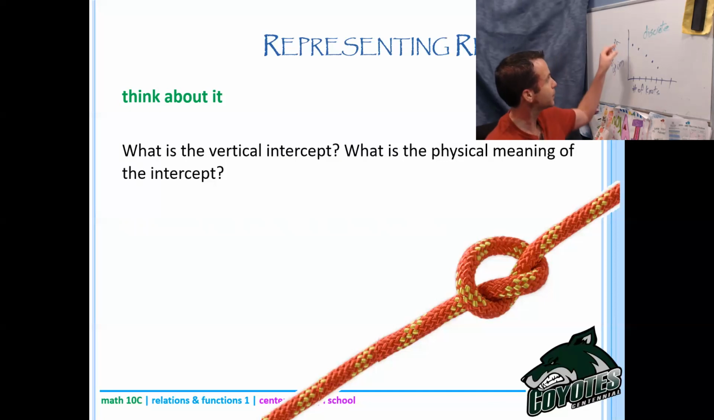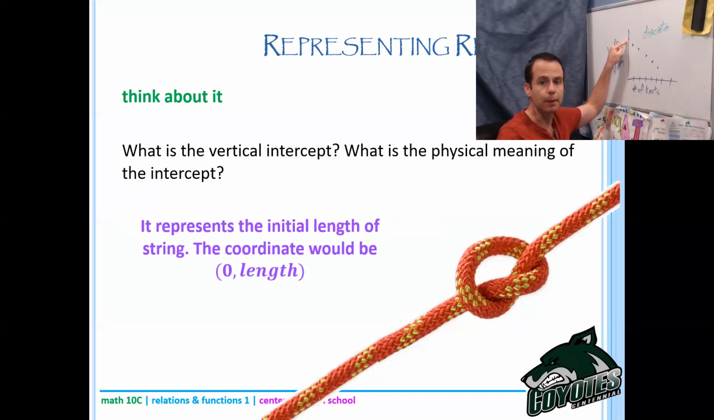Now the vertical intercept, also known as the y-intercept, because this is the y-axis, would be the point right here, okay? For all of you, it'd be slightly different because you all started with a different length of string, but the coordinate itself would go (0, whatever the length of your string was), okay?